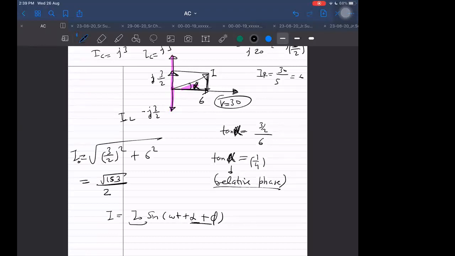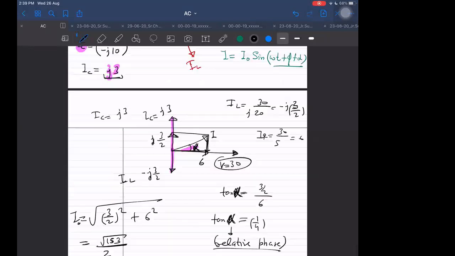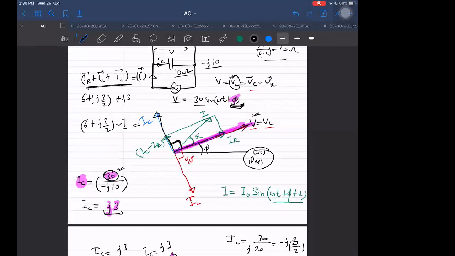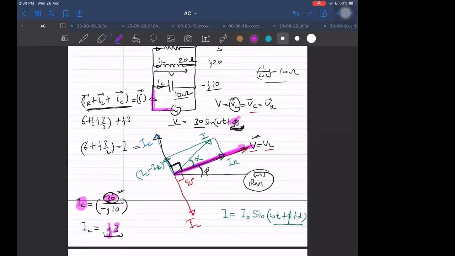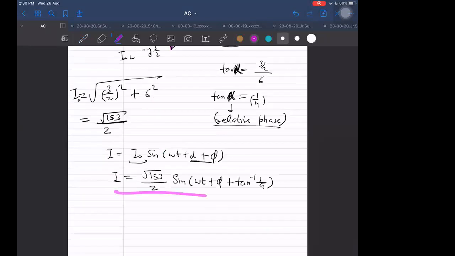So then I will write root 153 whole divided by 2 into sine omega t plus phi plus tan inverse 1 by 4. That is how this branch current will vary as a function of time. This current is not relative to V. It is not the relative phase. It is already the total, phi is added in this. This is how it will be varying.